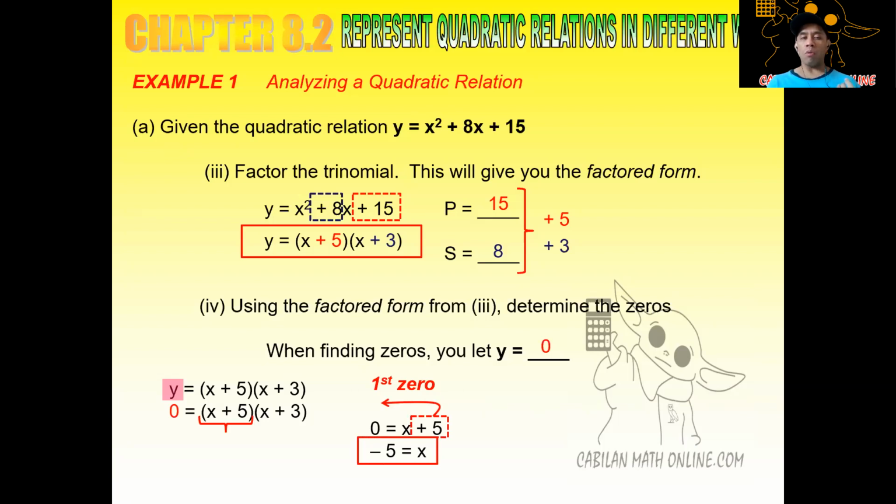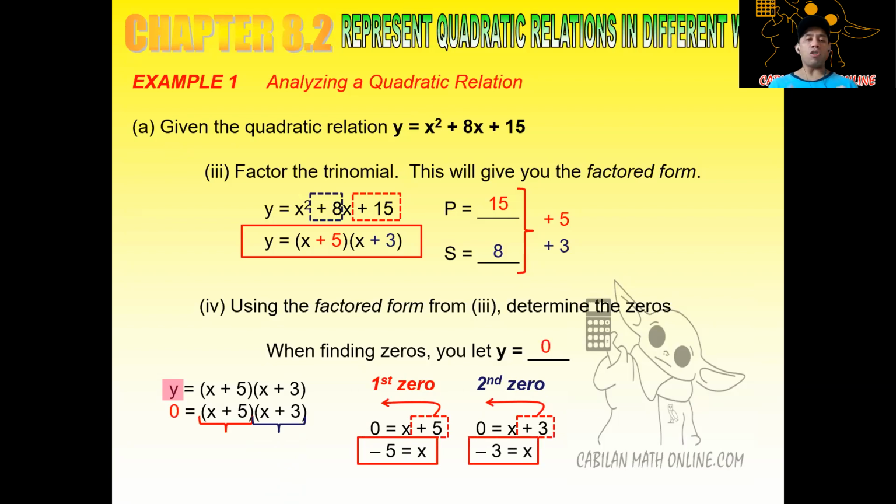So you're probably asking, well, what in the world is the second 0? Well, the second 0 is simply the other bracket. So we're going to take the x plus 3 and let that equal 0. And just like the previous question, we're going to isolate x by taking the 3, moving it to the other side and making it negative. Sure enough, notice that that gives us our second 0.